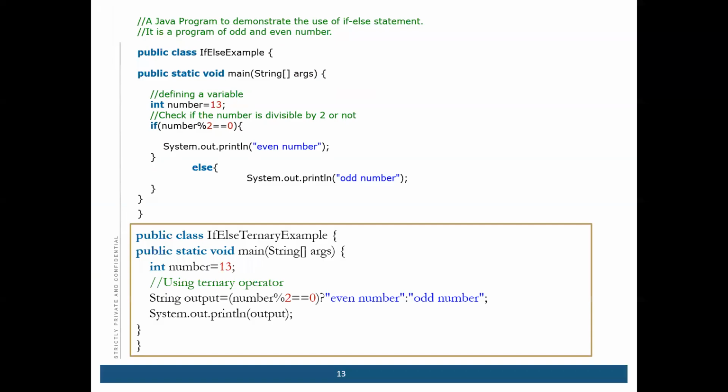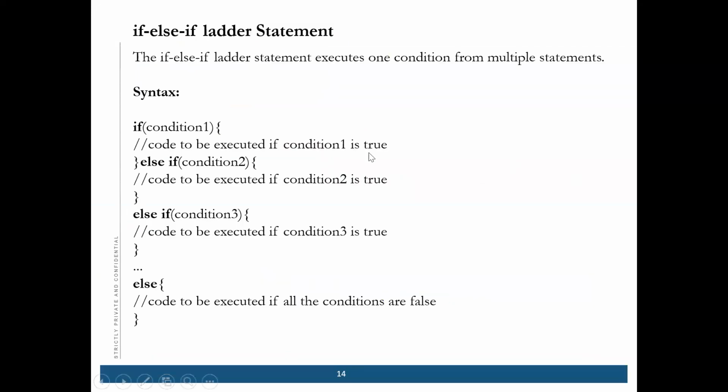So, I wanted to tell you, next is the if else if ladder. If else if ladder means there could be multiple conditions, and we can test more than one condition and then give the output for that. The if else if ladder statement executes one condition from multiple conditions. So once we test this condition, else this condition, else this condition, or else the last thing.